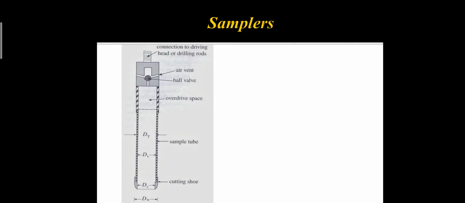You can see the cross-sectional image of a sampler which is used. Actually, when you take a sampler, how it will look is, imagine it like a flask, you can imagine.